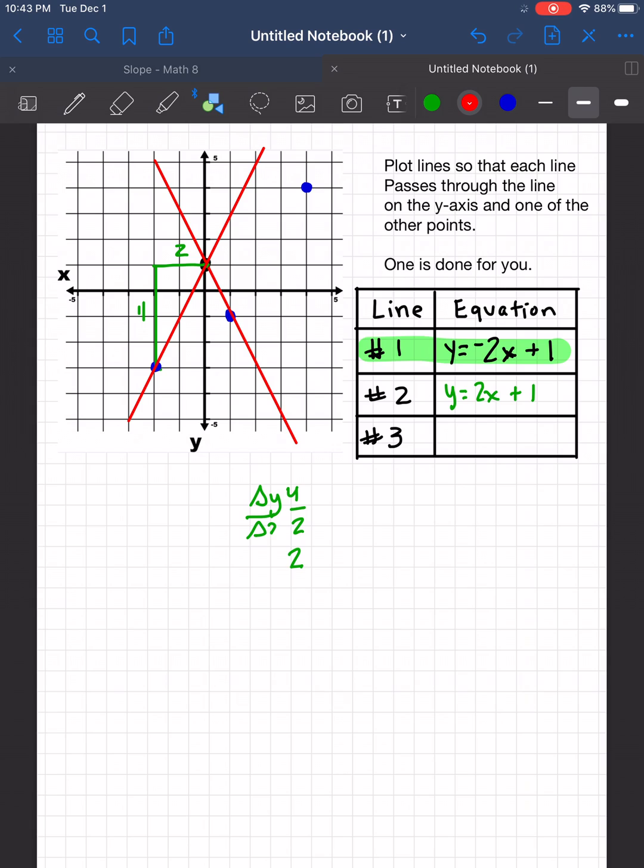Now I'm going to go from my y-intercept to this blue point in the top right corner. To do that, I have to go up 1, 2, 3, and over 4. So my change in y is 3, and my change in x is 4. So I get y equals 3/4 x plus 1. Remember, it's plus 1 because my y-intercept has to touch the point on the y-axis, the directions told me. So my y-intercept is 1. So it's going to look like this.